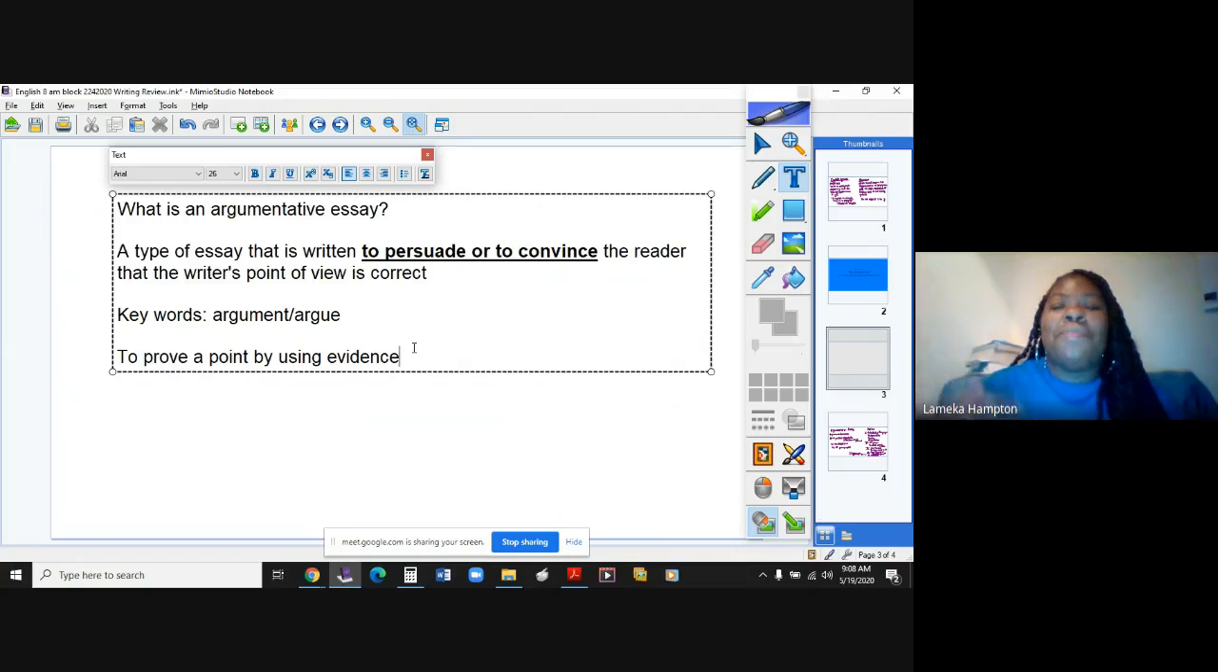So the child is giving the reasons why they want the shoes. Now it's up to the child to convince the mom or the dad or whomever to buy the shoes. And of course, if the parents are convinced, they're going to get the shoes. If the parents are not convinced or persuaded, they're not going to get the shoes. So in essence, an argumentative essay is simply an essay written to persuade or to convince.